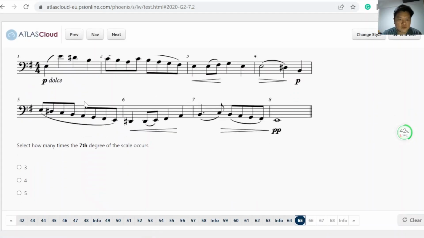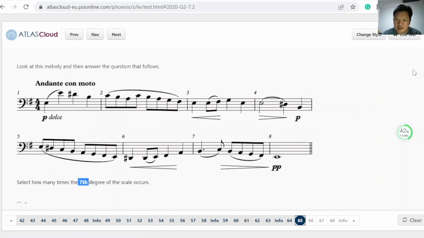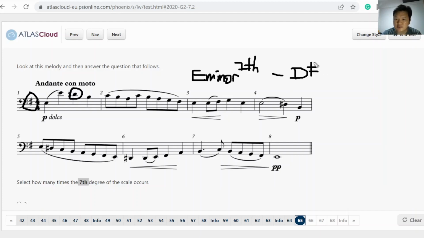Okay, next one, what it wants. Select how many times the 7th degree of the scale occurs. 7th degree. First, you need to find the key. I got an F sharp, right? And then the D sharp. So remember, this is E minor key. Correct. E minor 7th note. You can use your finger to count the 7 notes here: E, F, G, A, B, C, D. So it's a D note. So I need to find the D note, which is the D sharp. Don't forget about the D sharp, because of the 7th note, correct?